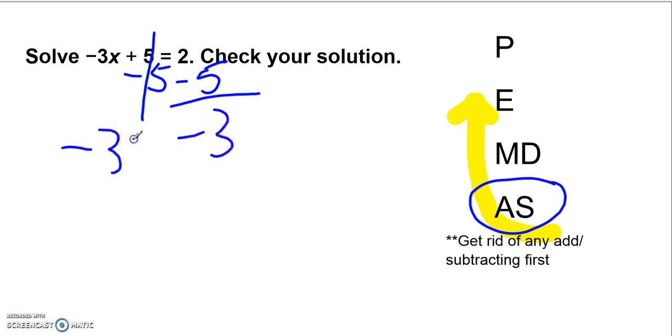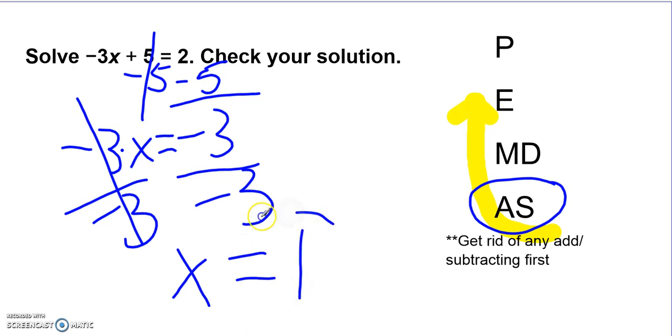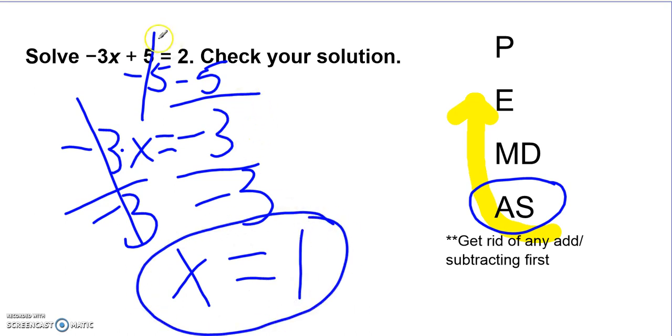So negative 3x equals negative 3, and then this is what we're used to. We're used to the one step, so to get rid of multiplication we divide by negative 3, that gets rid of it, and then divide by negative 3 on this side, so x equals 1. Okay, so first we did the add and subtract to get rid of this, and then we divided.